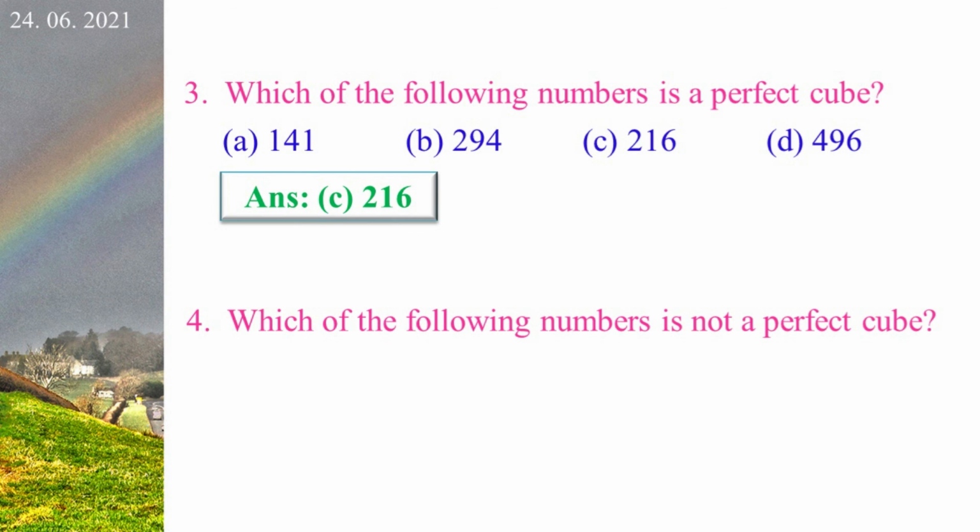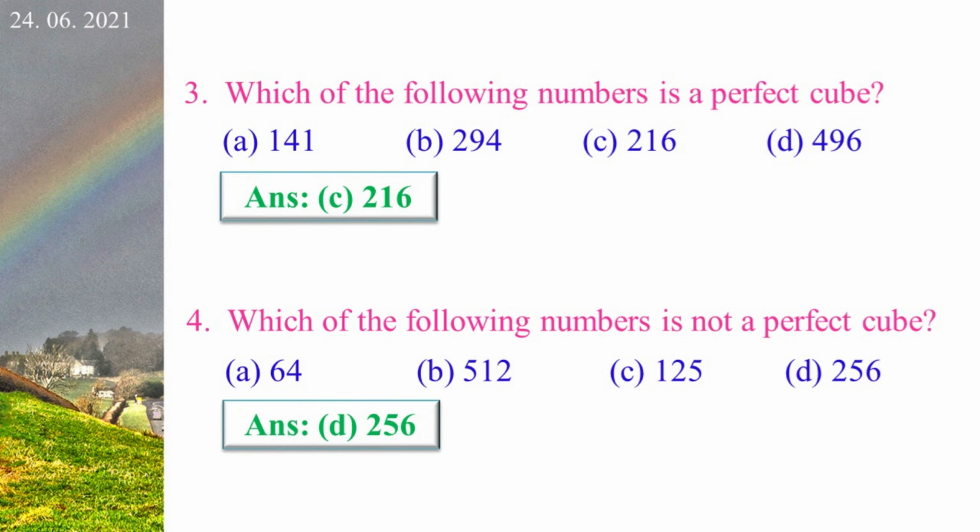Next question. Which of the following numbers is not a perfect cube? Option A 64, option B 512, option C 125, option D 256. See the answers. 64, 512, 125 are perfect cube numbers. So option D is not a perfect cube. So the answer is option D 256.